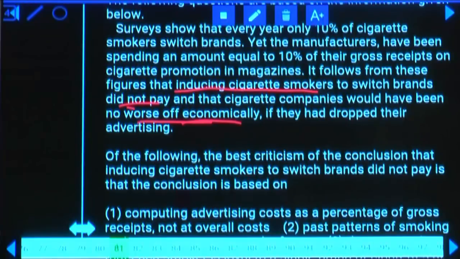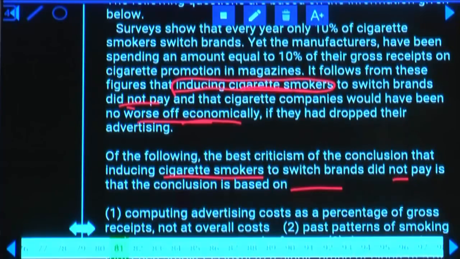Now of the following, the best criticism of the conclusion that inducing cigarette smokers to switch brands did not pay is that the conclusion is based on which among the following assumptions. Clear? Now we need to find out the reason why they have arrived at this conclusion. Reason is nothing but the assumption. Now before concluding this, what was there in the other person's mind? We have to see that. Hence it comes under which category? It is assumption based.